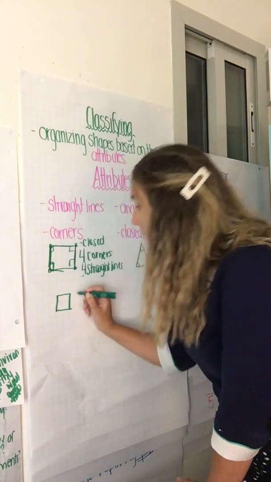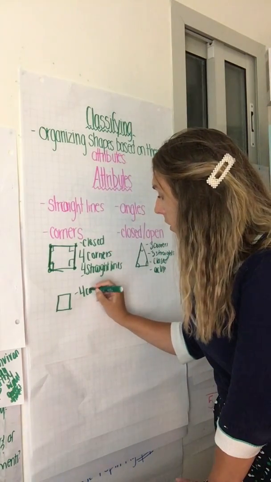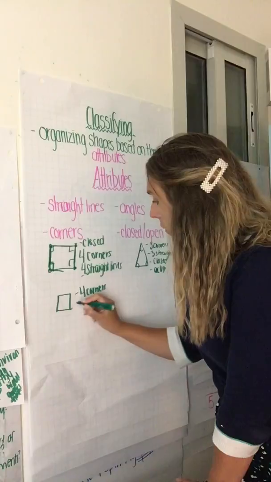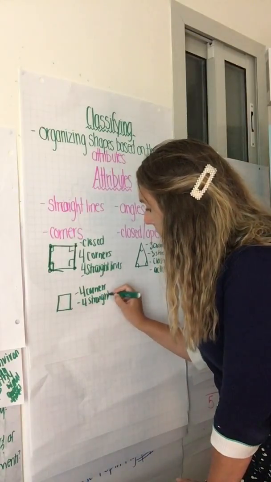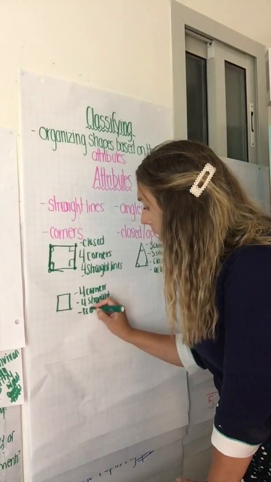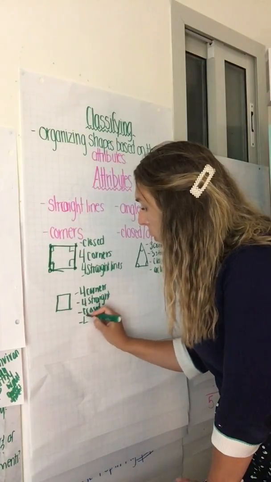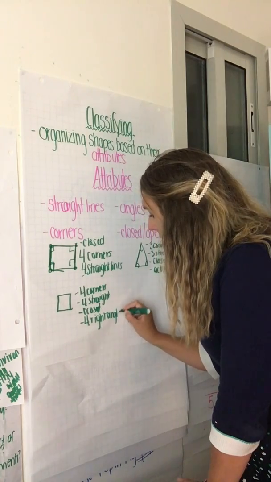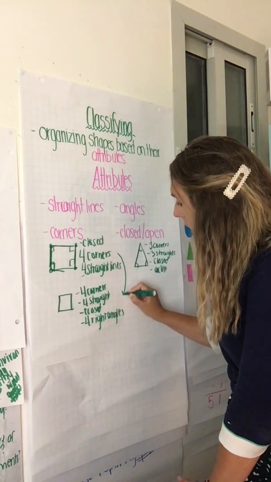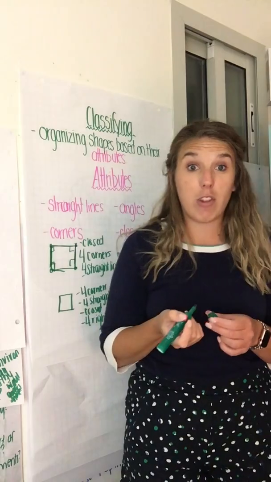But I could always do a square, which also has 4 corners, 4 straight lines, closed, and 4 right angles. And we can always categorize or classify these 2 together because they match that way.